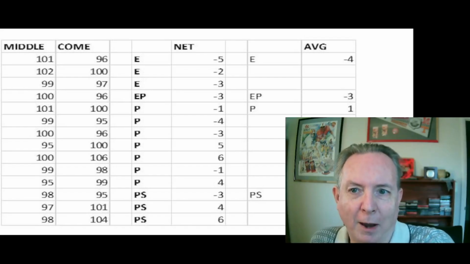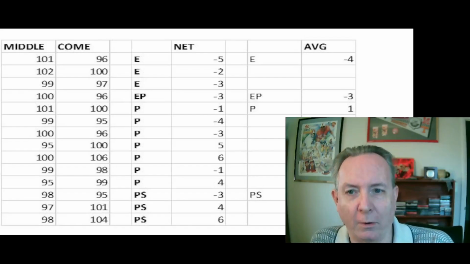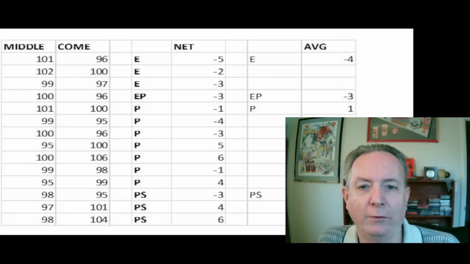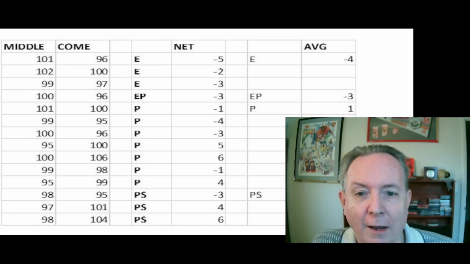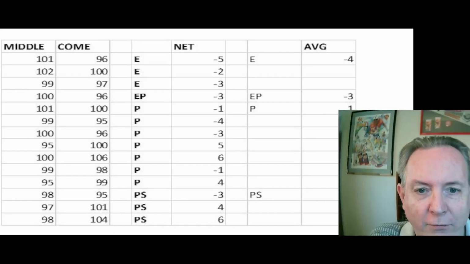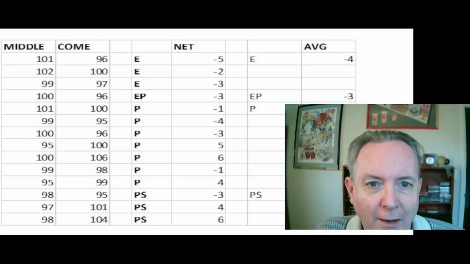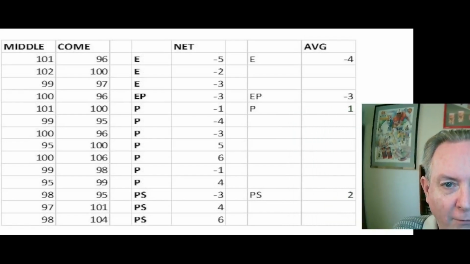And as you'd expect, probably with early speed horses, the E's and EPs, they're -4 on average, -3. There's only one EP that was that. And then even for the pressers, they were only a +1, and then the PSs, of which there were a few, were only +2, which tells you that they had front runners that died during those races.